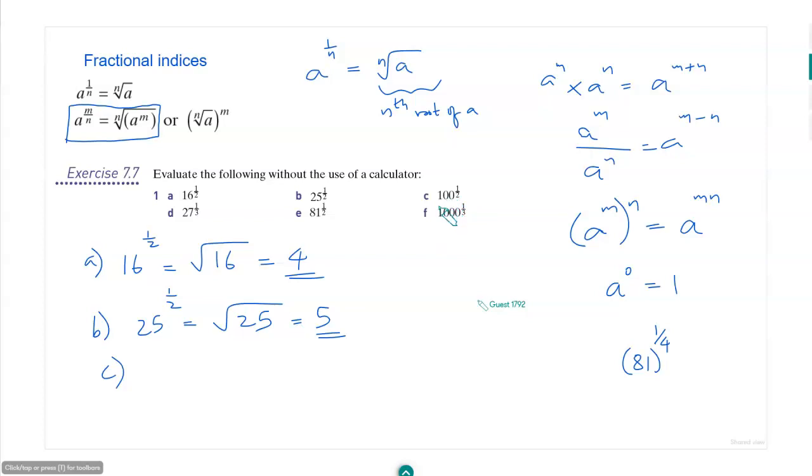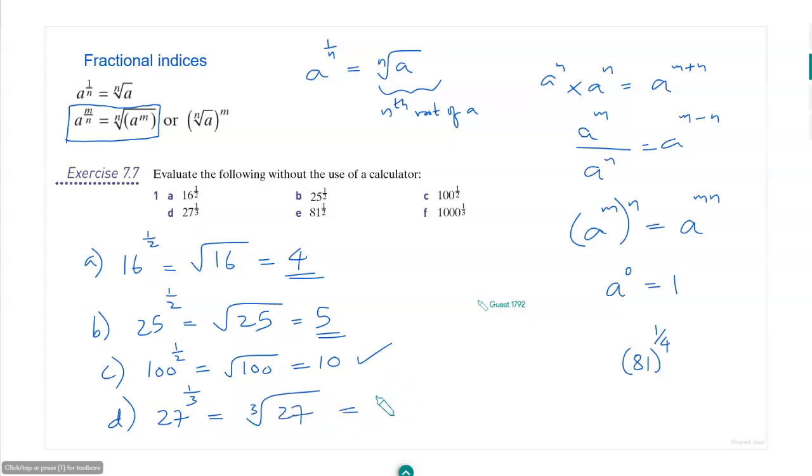Then how about C? Square root of 100. Ten times ten. Ten, okay. Then D. Is it square root of 27? Cube root of 27. Cube root of 27, yes.